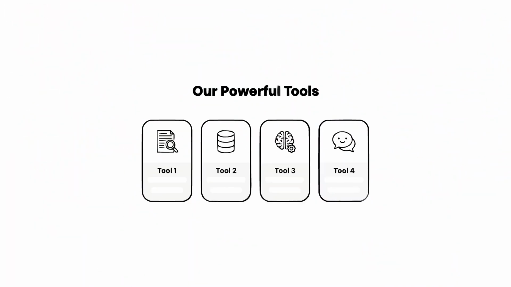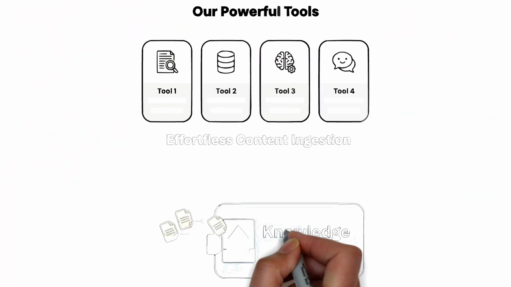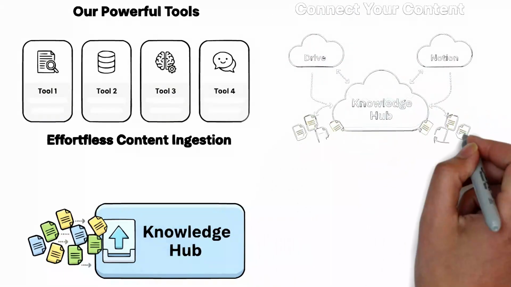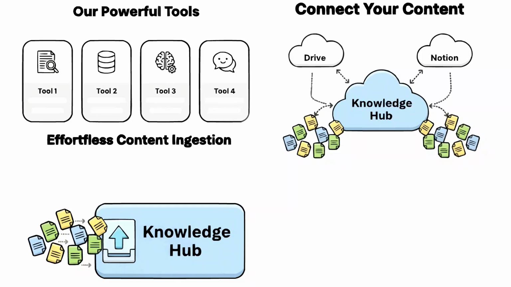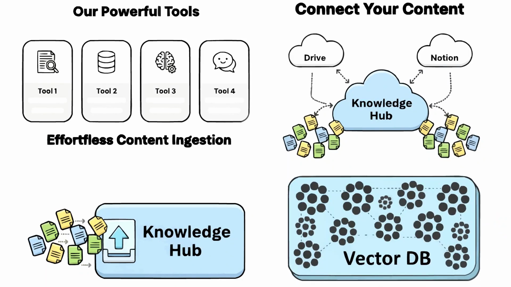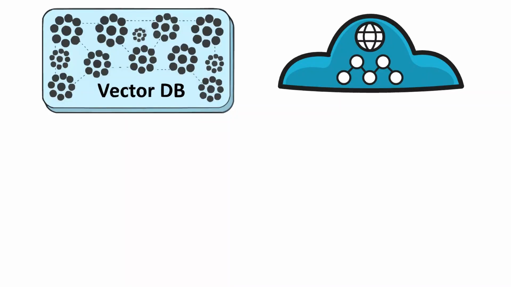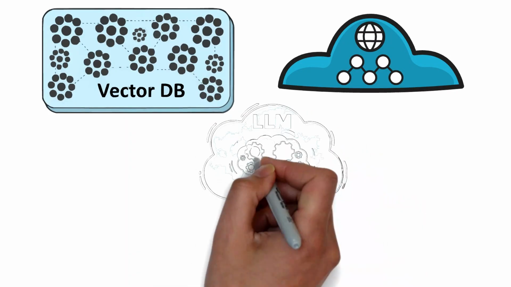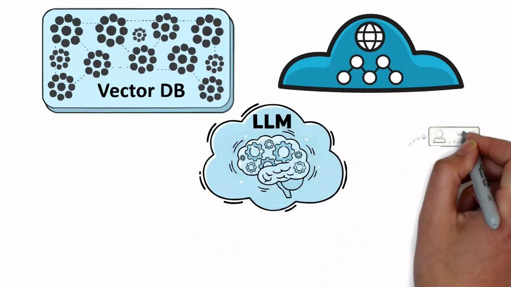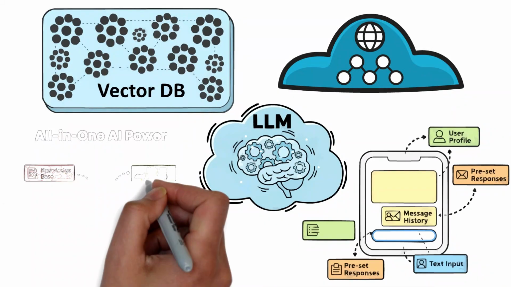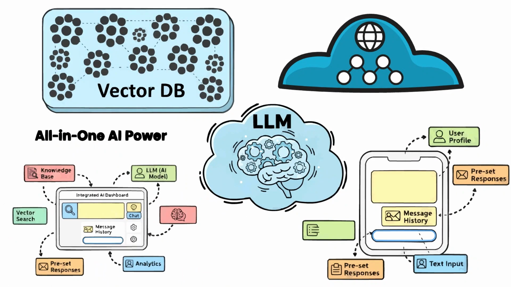To build this, we need a few simple, off-the-shelf tools. First, we need a document loader to get our data. This could be a simple file upload or a tool that connects to Google Drive or Notion. Second, we need a vector database to store our knowledge. There are many easy-to-use, cloud-based options for this. Third, we need an LLM provider like OpenAI. And finally, we need a chatbot builder to create the user interface. Many platforms now combine all of these steps into one seamless, no-code experience.